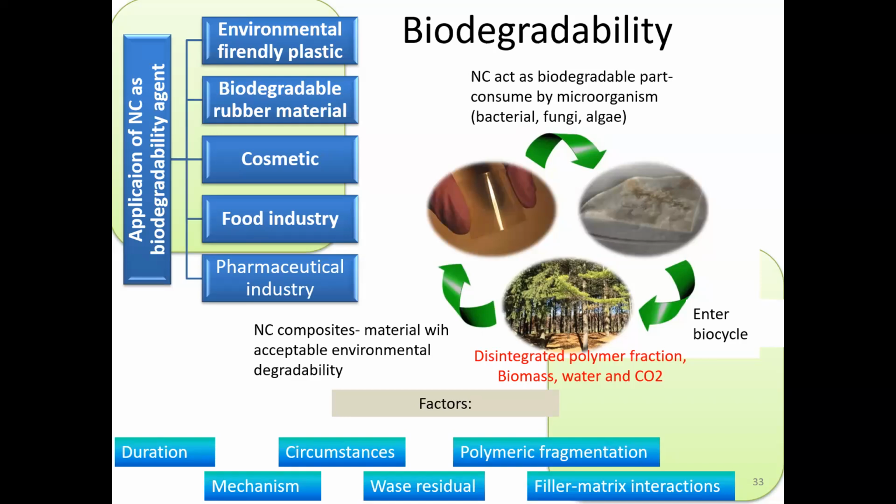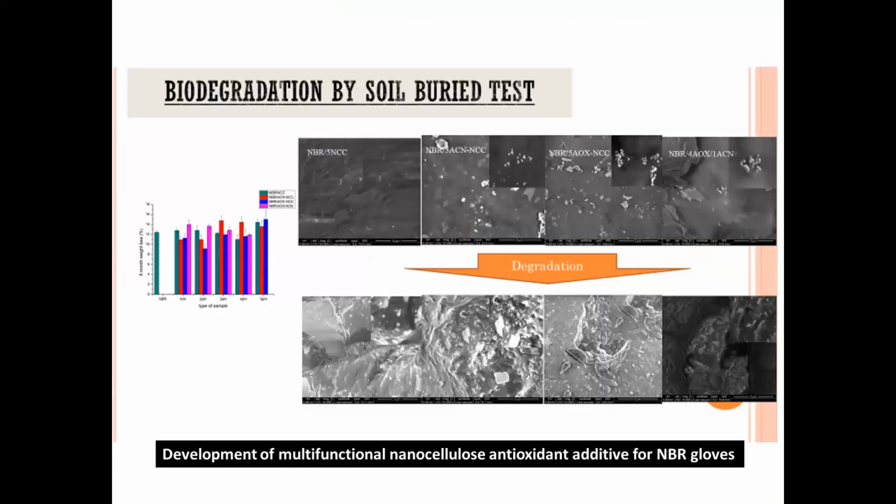The biodegradability properties of the nanocellulose composite depend on several factors. For example, duration, meaning how long we introduce the material or the composite in the degradation media, the polymeric fractionation mechanism, the waste residue, and the filamentary interactions, whereby a composite with strong filler to matrix interactions tends to have lower biodegradability as compared to the one with weak interactions. This is the study we did on the continuity of the acetylated NBR antioxidants for the NBR composite, and it shows that after 6 months, 50% of the glove or matrix rubber has been degraded.